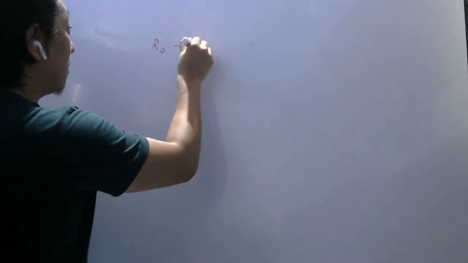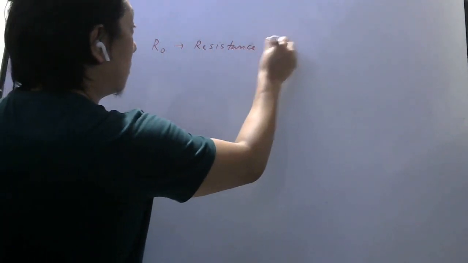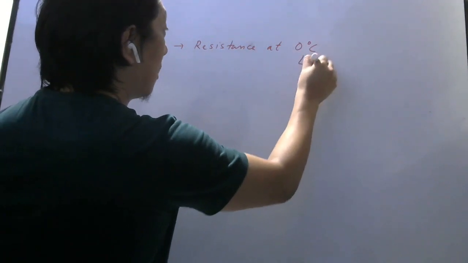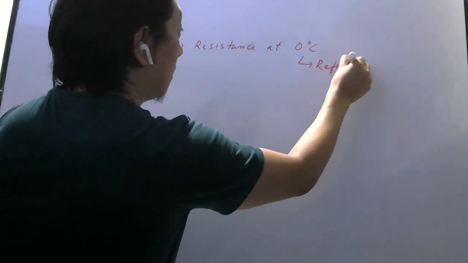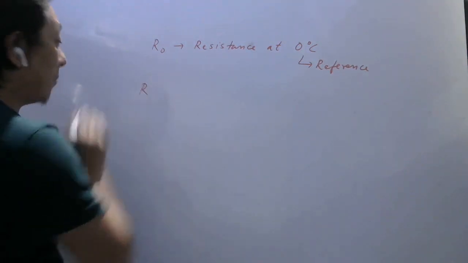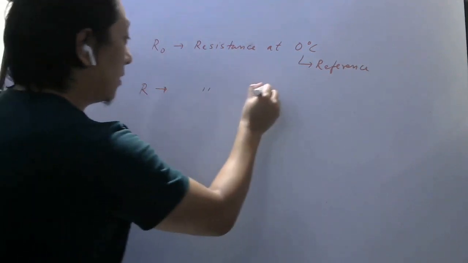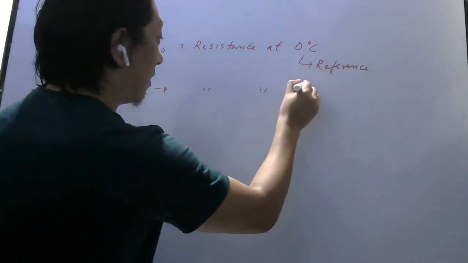Okay, so let us look carefully. Let us say R naught is the resistance at 0 degree Celsius, which is the reference temperature I have taken. Then at any other temperature, let us say the resistance is R at T degree Celsius.